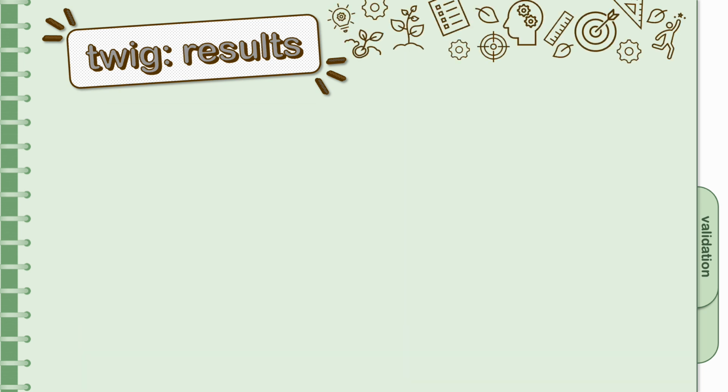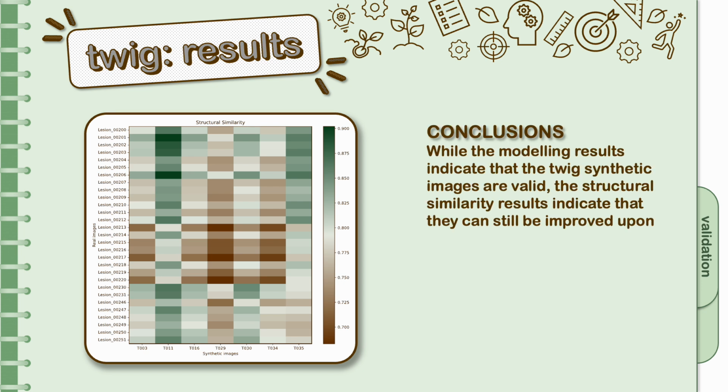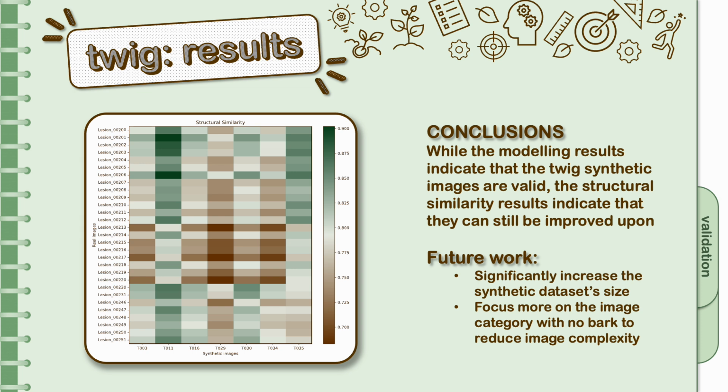We then also looked at structural similarity for the twig dataset, and unfortunately we have less structural similarity for the twig datasets when comparing the real and the synthetic datasets. So that's not as promising. So in conclusion, for the twig dataset, what we can see is that while the modeling results indicate that the twig synthetic images are valid, the structural similarity results indicate that they can still be improved upon. So for here, future work could include significantly increasing the size of the synthetic dataset, because, as mentioned, it was only a synthetic dataset of 40 images. And secondly, we can also focus more on the image category with no bark in order to reduce image complexity, as that might be confusing the model.